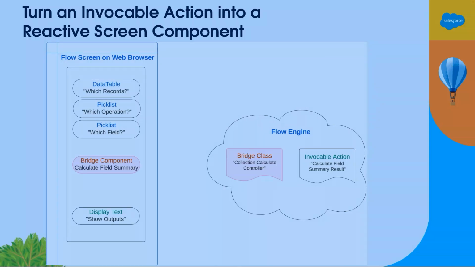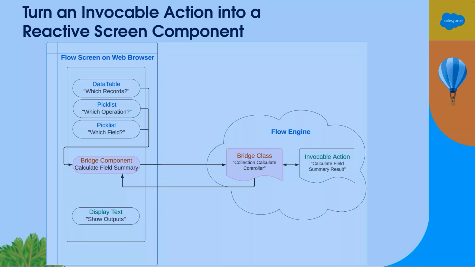And we can do that with a couple of bridge components. On the flow screen, we have a Lightning Web component that takes these attributes and it communicates with an Apex controller over in the flow engine that is interacting with the invocable action.